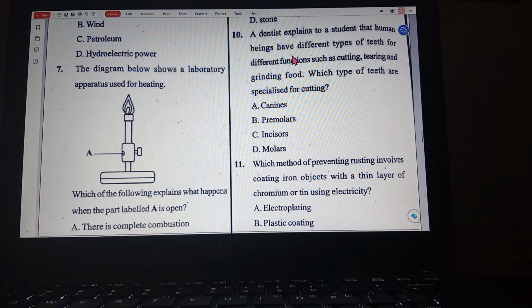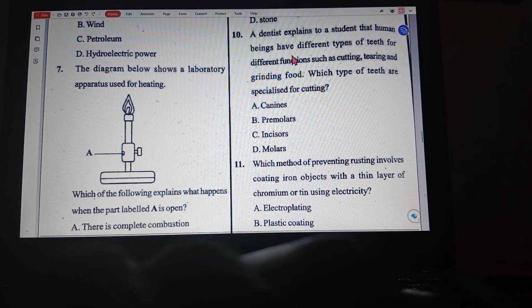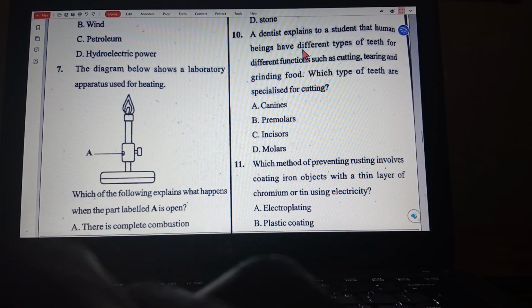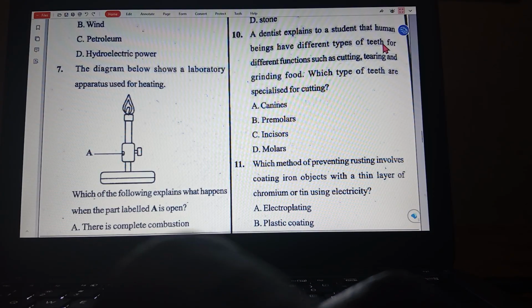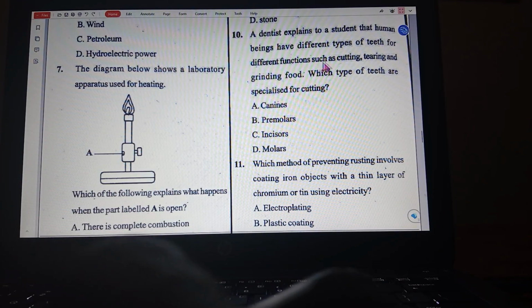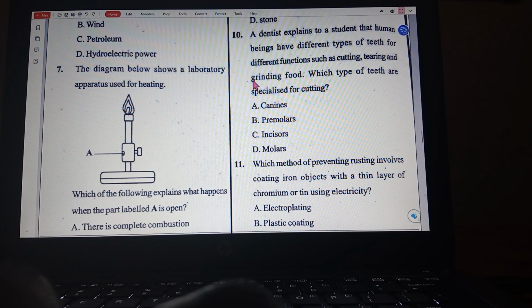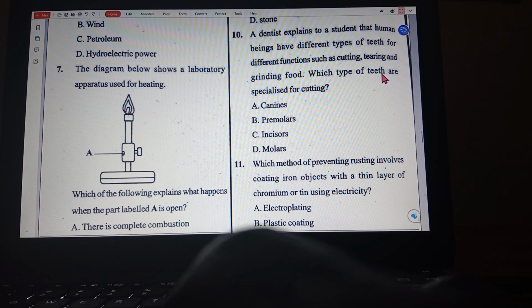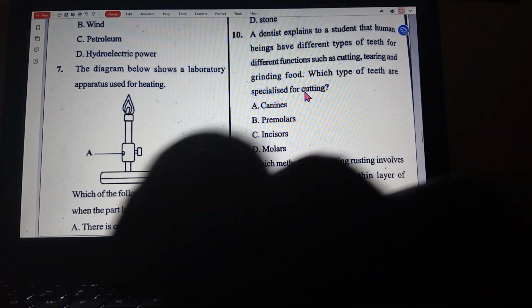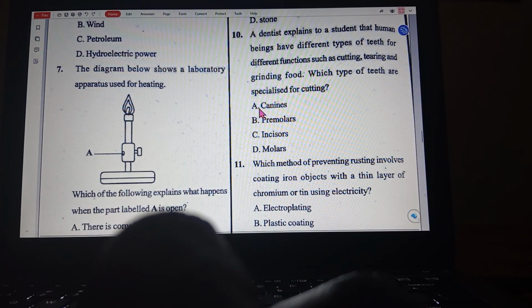We have question 10. A dentist explains to a student that human beings have different types of teeth for different functions, such as cutting, tearing, and grinding food. Which type of teeth are specialized for cutting?